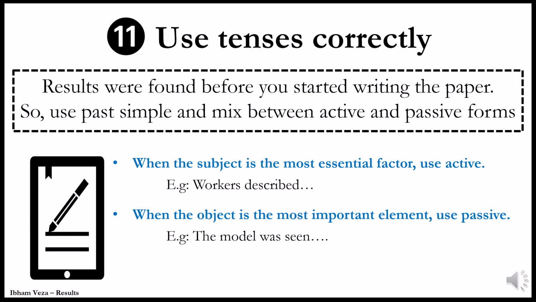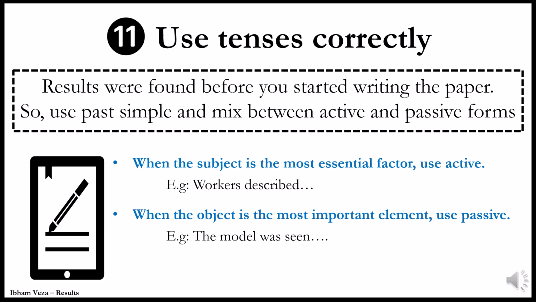11. Use tenses correctly. Key rule for writing results. Results occurred before you wrote the paper, so use past simple tense. Mix active and passive voice depending on focus. How to choose. Active voice. Use when the subject is most important.